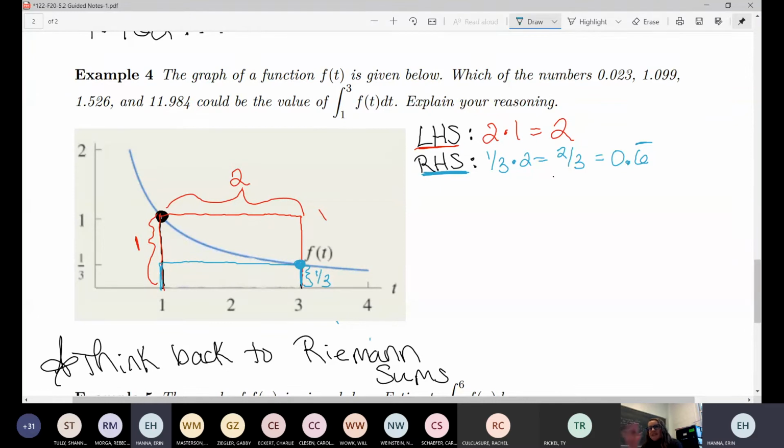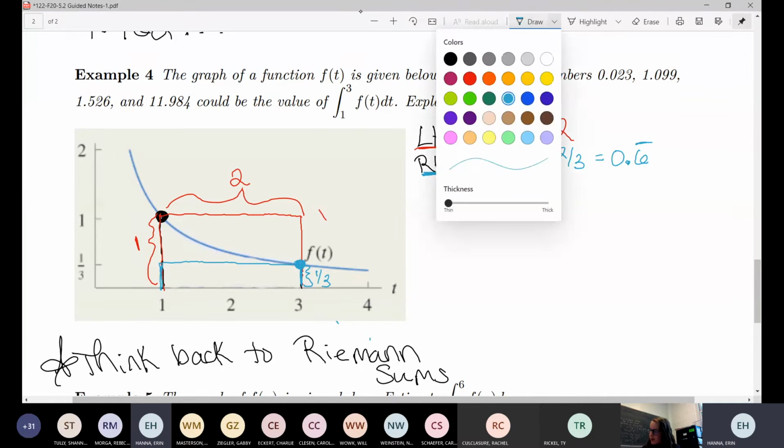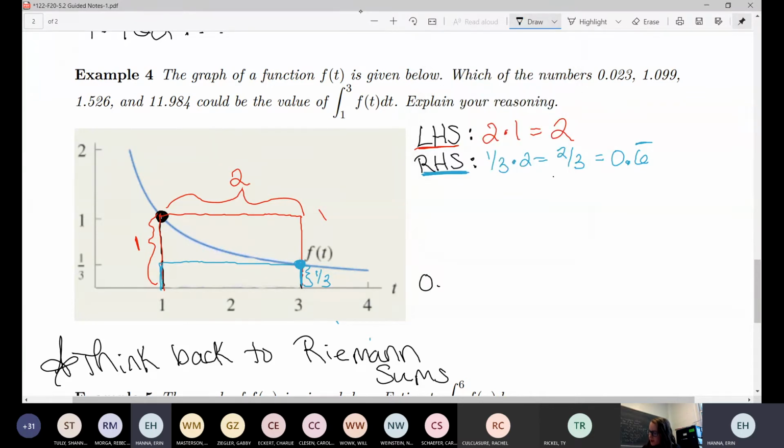So what that gets me is that the value must be less than 2, but greater than 2/3, greater than 0.6 repeating. So let me write all the options down here really quick. Out of all the options we have, it can't be 0.023 because this is less than 0.6 repeating. So it can't be that.